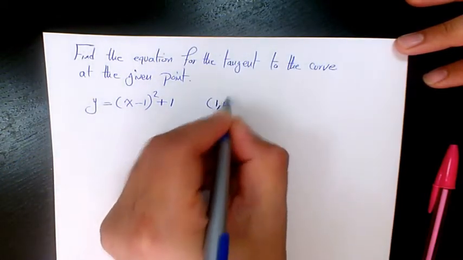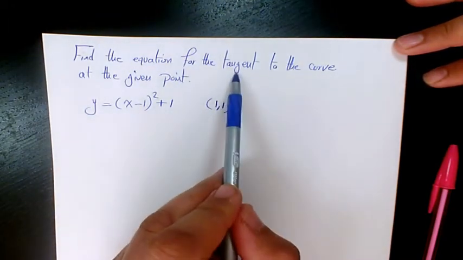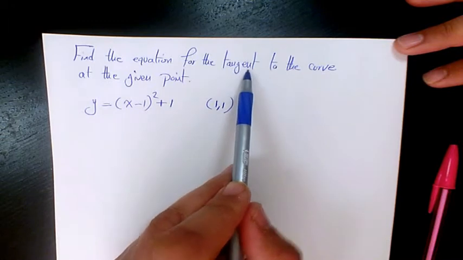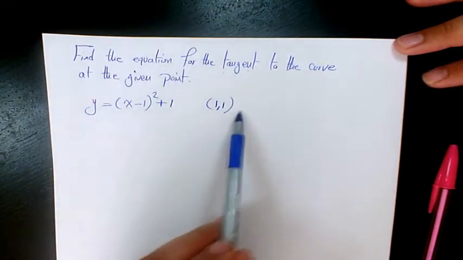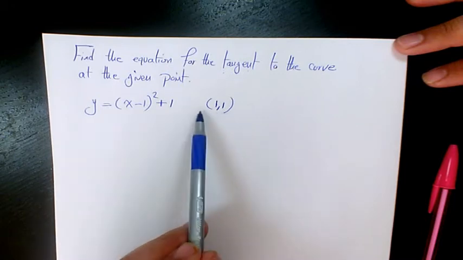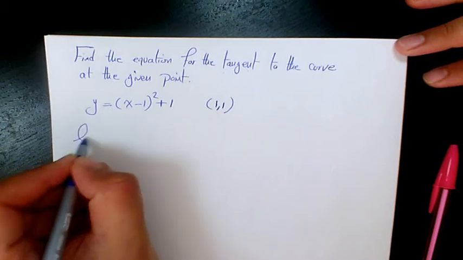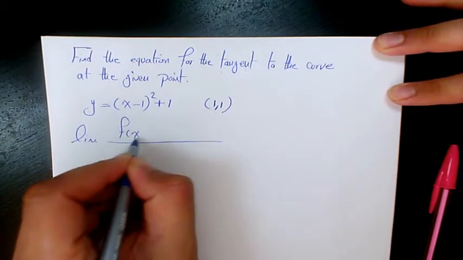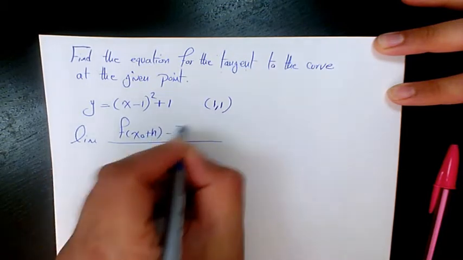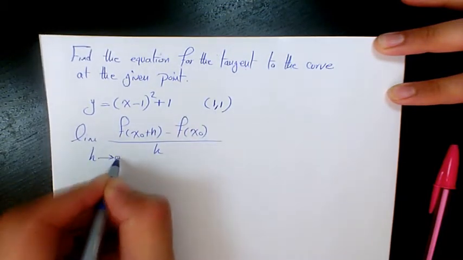We need to find it right at this point, because when we are talking about the slope of the tangent line or the equation of the tangent, we need to specify the function and we need to specify the point as well, because for different points we're going to have different numbers. So we have the limit of f of x naught plus h minus f of x naught divided by h when h approaches 0.